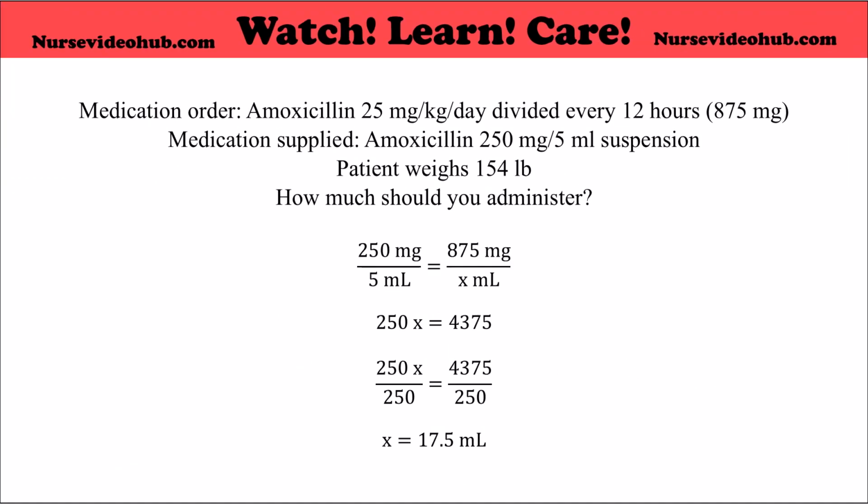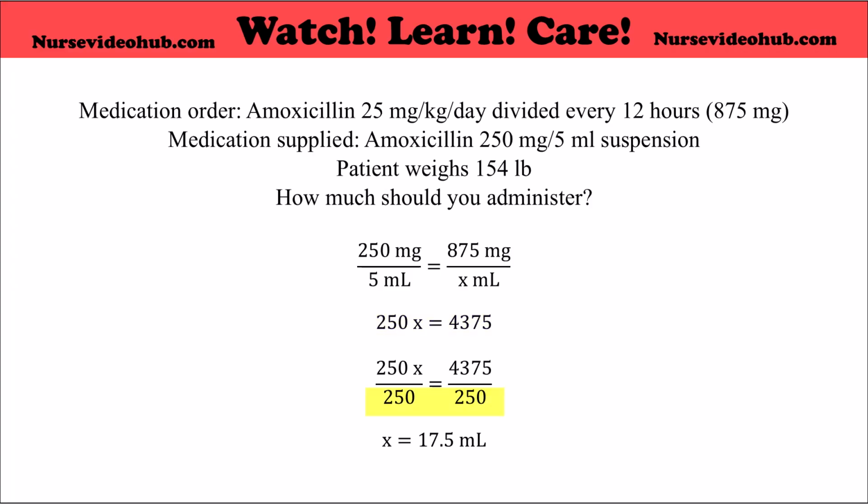Set up your proportion. The first ratio is the medication supplied, 250 milligrams per 5 mLs. The second ratio is the desired dose, 875 milligrams per X mLs. Solve for the amount of mLs by cross-multiplying. 250 milligrams times X, 875 milligrams times 5 milliliters. That results in 250X equals 4375.